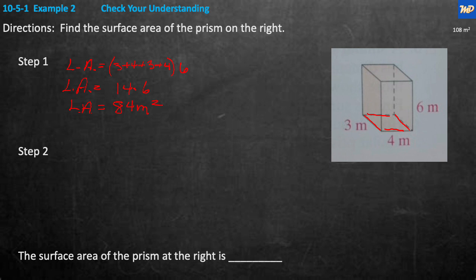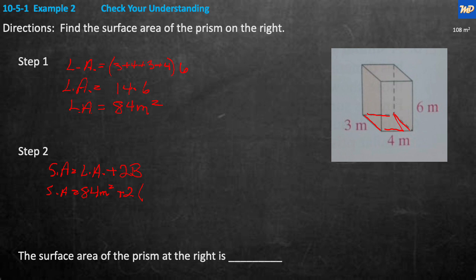Okay. So now how about step 2, the surface area? SA is equal to the LA plus 2 times the base, or the bases. And we know that the bases are what? The bases are the 3 by 4. We're sitting on the bases. We've got the perimeter, and now we need the area of the bases. So SA is equal to, what was it, 84 meters squared plus 2 times B.